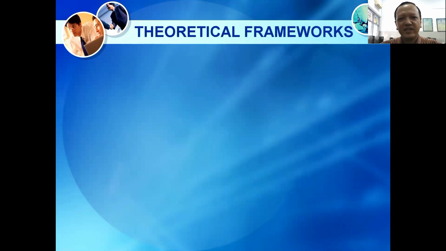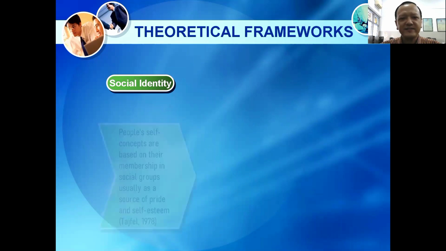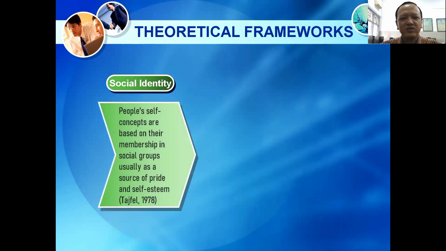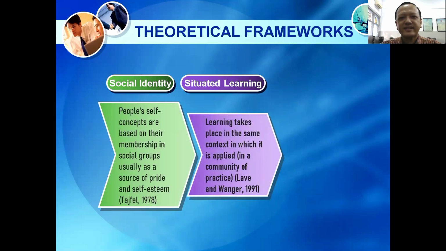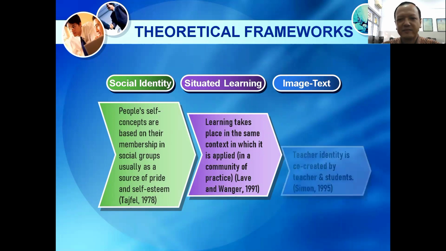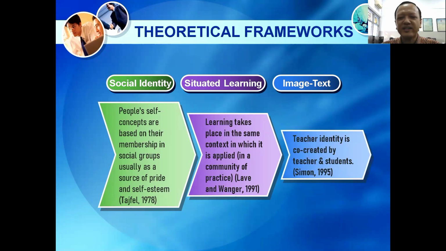The theoretical framework of this article is based on three theories. The first one, social identity. It talks about people's self-concepts being based on their membership in social groups, usually as a source of pride and self-esteem. The second theory, situated learning. It says that learning takes place in the same context in which it is applied, in a community of practice. The third theory is about image text. It says that teacher identity is co-created by teacher and students.